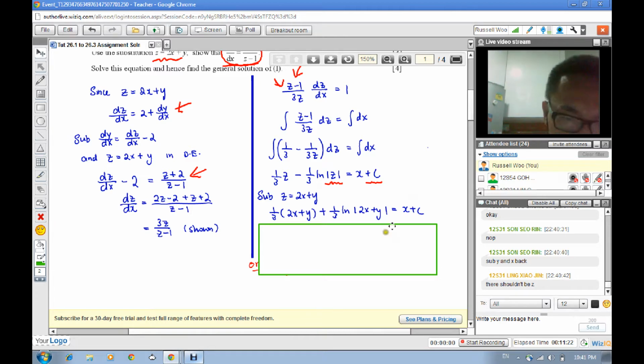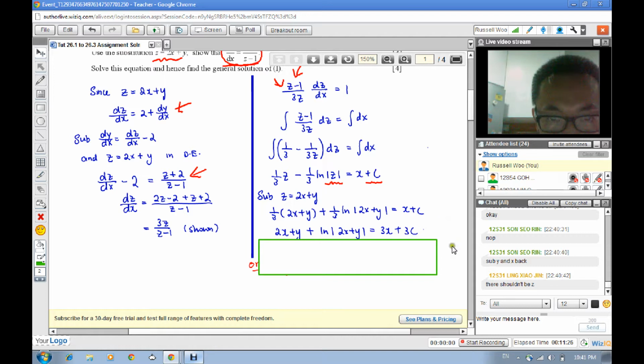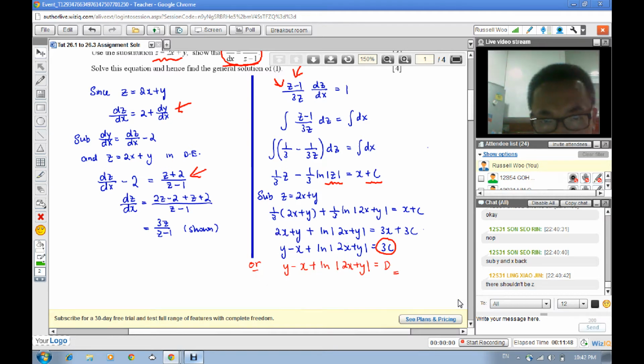I won't spend too much time. Just multiply both sides by 3. And then you get something like that, just to make it a bit nicer. No problems. The only issue here is we have a 3c here. You may want to replace the 3c with a d. Doesn't really matter. After all, it's just a constant.